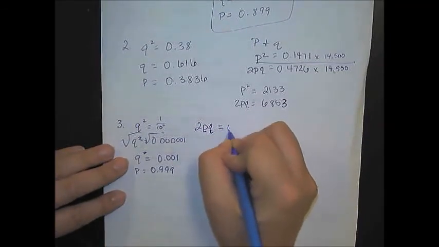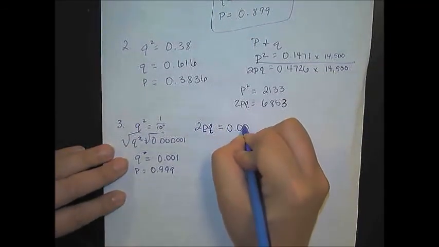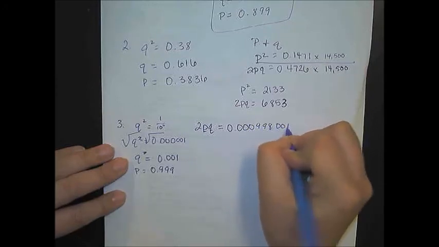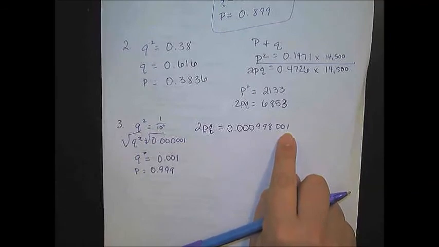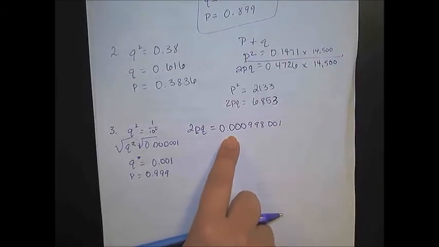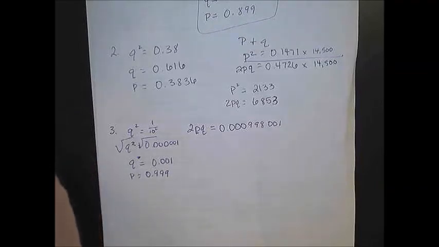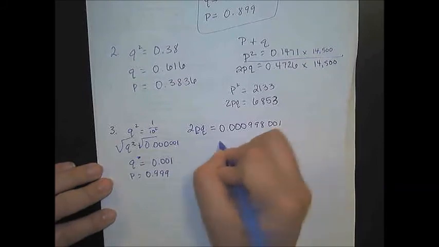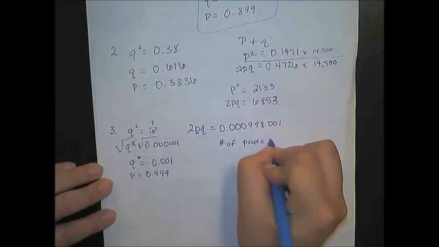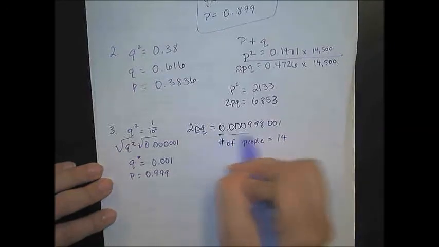And now to calculate the frequency of the heterozygotes, I multiply 2 times p times q, and I get a very small number, 0.000998001. I'm keeping the decimals just because the number is so small. And now I'm going to multiply the frequency by 14,000 to find out how many individuals would actually carry this. So the number of people would be around 14.